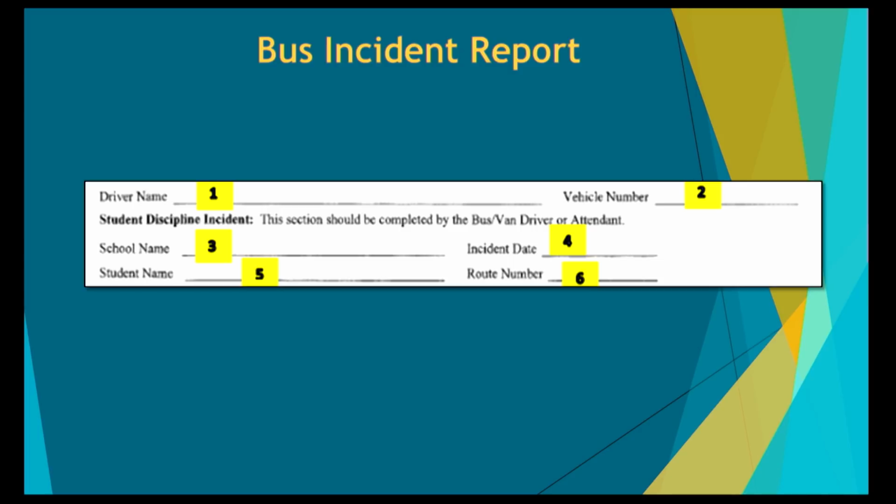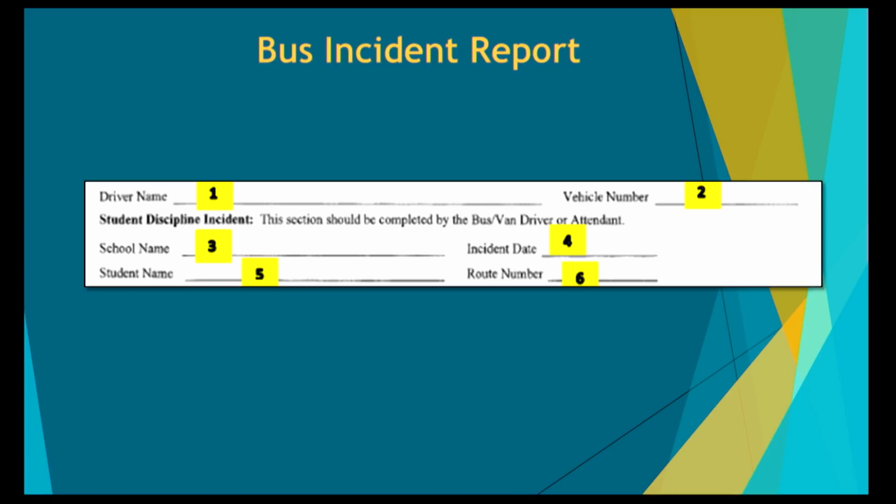Number 1, driver name. Please write your full name. Number 2, your vehicle number is your assigned bus or van. If you are in a spare bus or van, please provide that number also. Number 3, the school name is the school that the student attends. Number 4, the date the incident took place on your bus, not the date you are filling out the form.